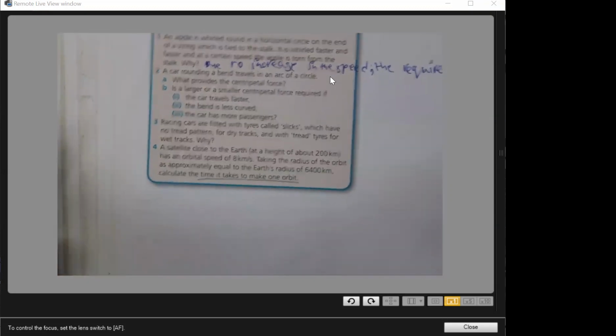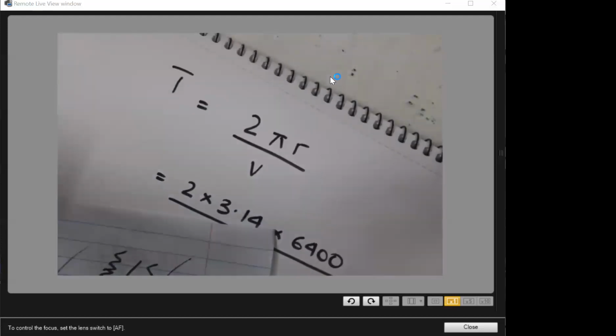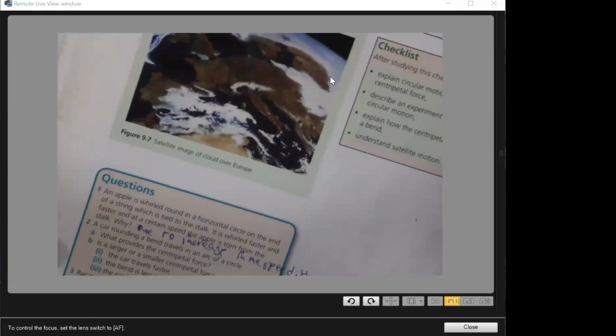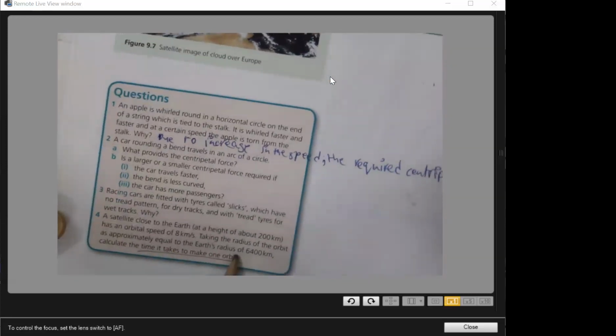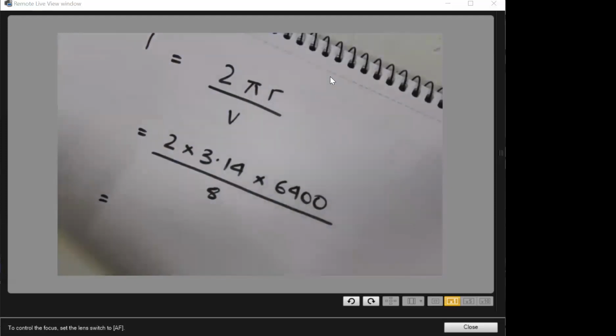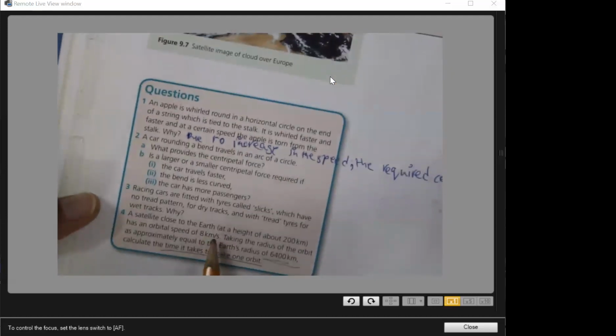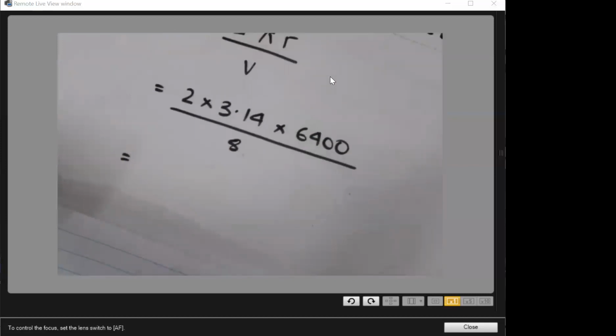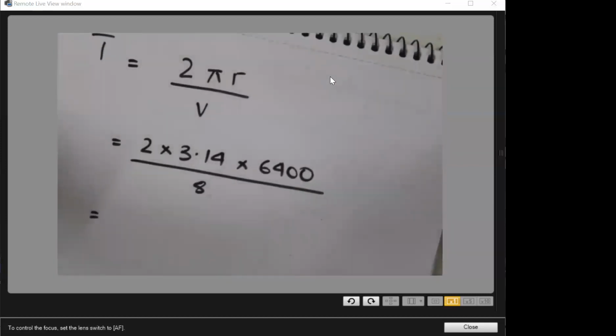That means time period. So we will use this formula, and just plug in the values. In the question, they asked us to take the radius of the orbit as approximately equal to the Earth's radius of 6,400 kilometers. So when the question has already asked you to do that, just do it. 6,400 kilometers will be taken as the radius divided by the velocity. Velocity in the question is 8 kilometers per second. So if you're using this unit and this value, your answer will also be in seconds. The unit of the answer will be the same as the units that you use in your working. So if you work this out, what is the answer?